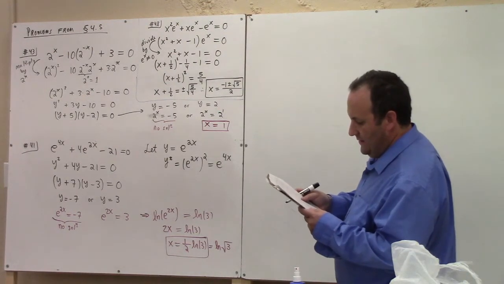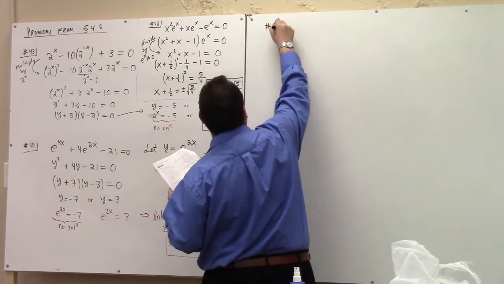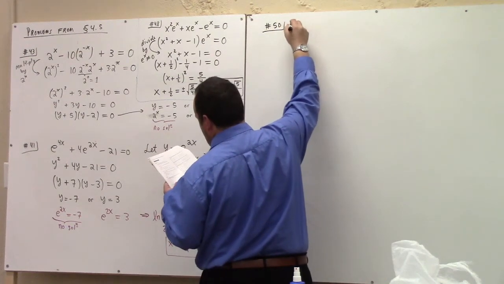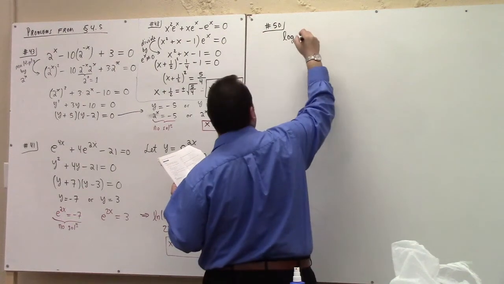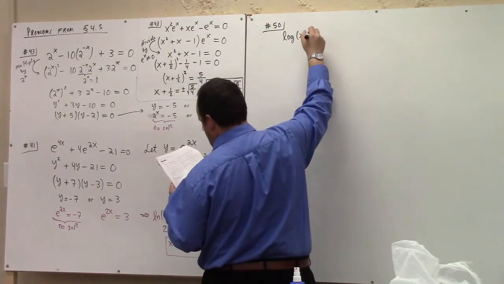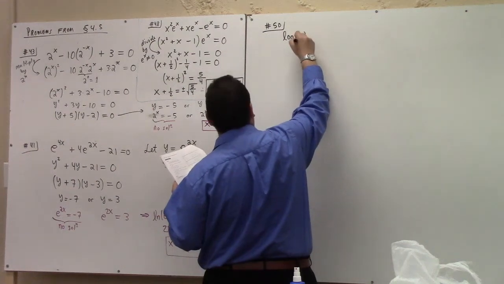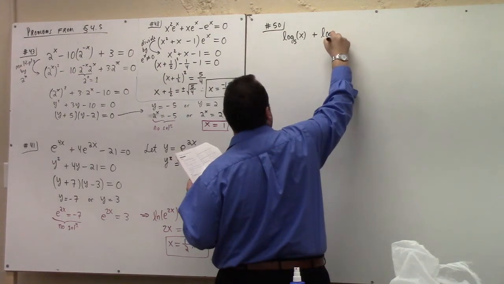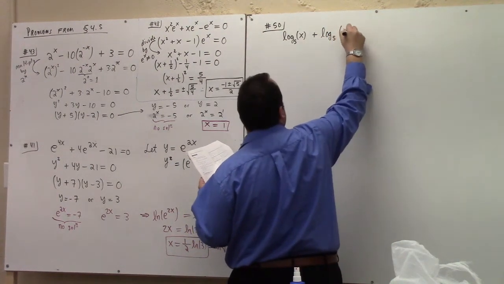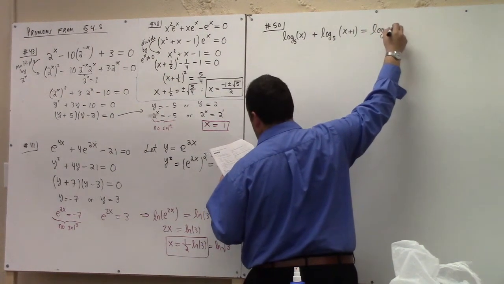All right, let's look at number 50. It sure is nice when factoring works out, isn't it? But every so often, completing the square is what we got to do. So you gotta watch out for that. Number 50, log base 5 of x plus log base 5 of x plus 1 equals log base 5 of 20.